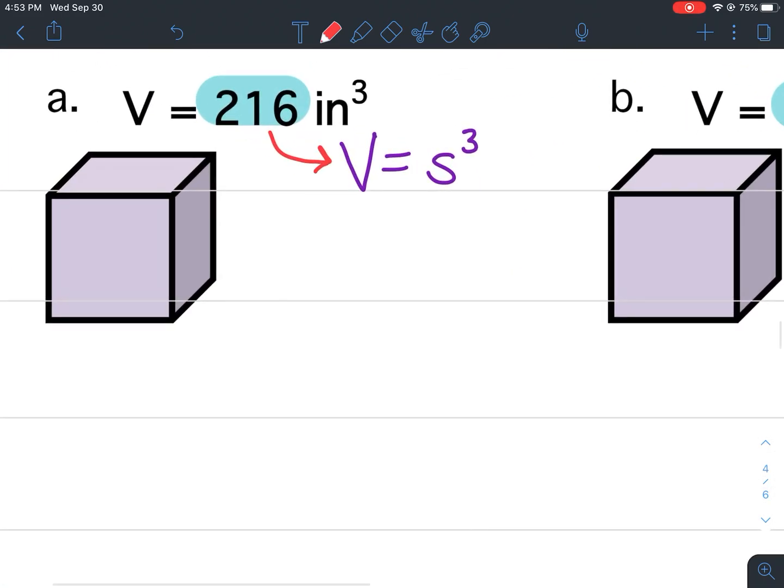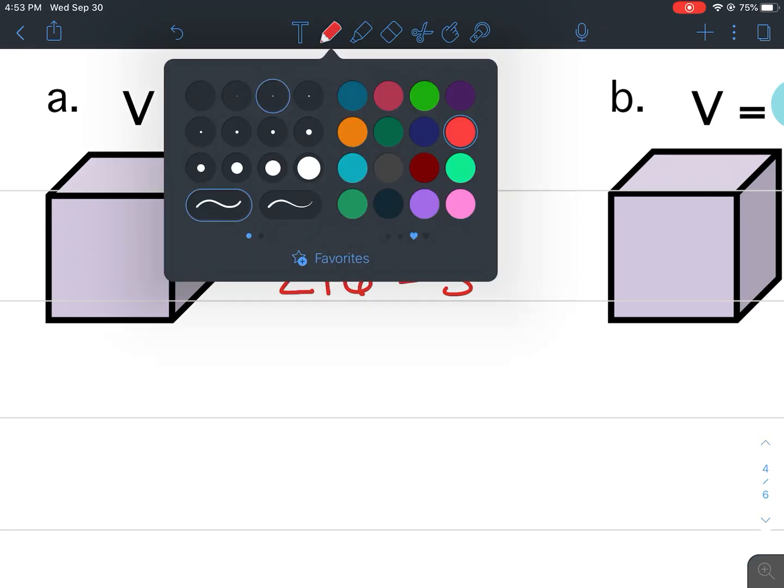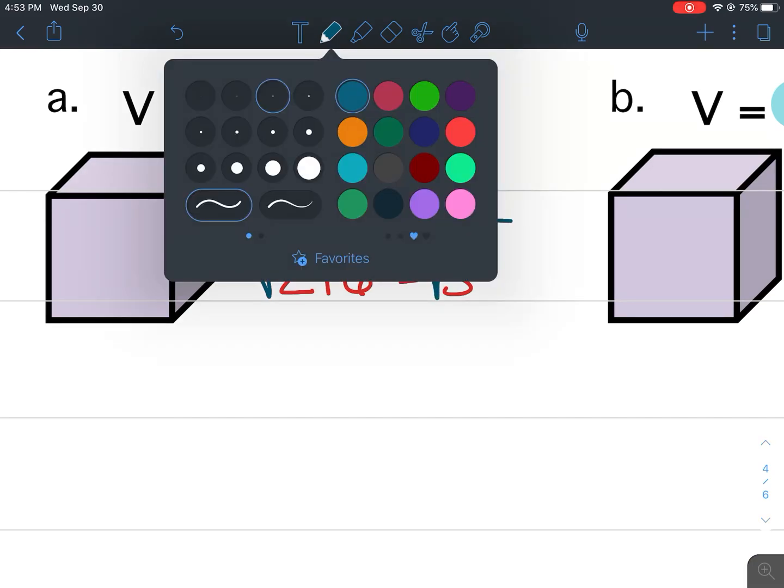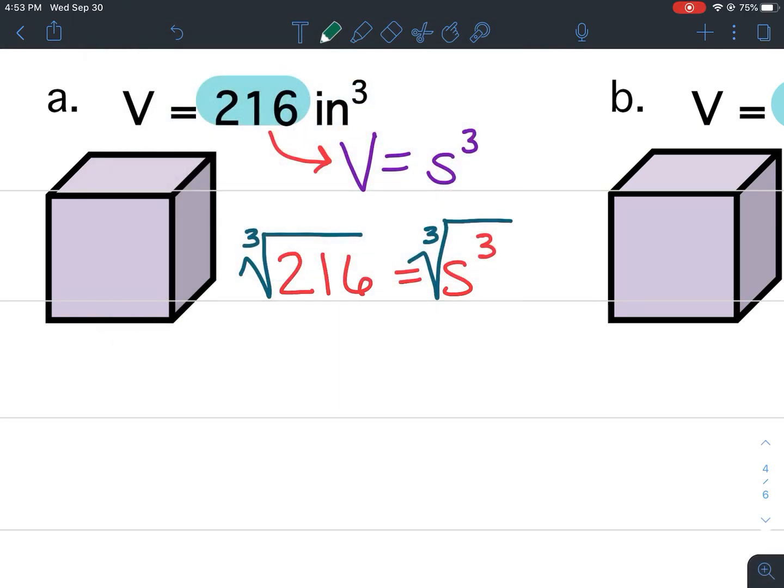All right. So I'm going to put 216 equals the side length cubed. I want to isolate the variable. The variable has an exponent, the cube. So the inverse operation to cubing a number is the cube root. So don't forget to put the 3 on your root sign. I'm going to take the cube root of both sides. So the cube and the cube root will cancel, only leaving an S.